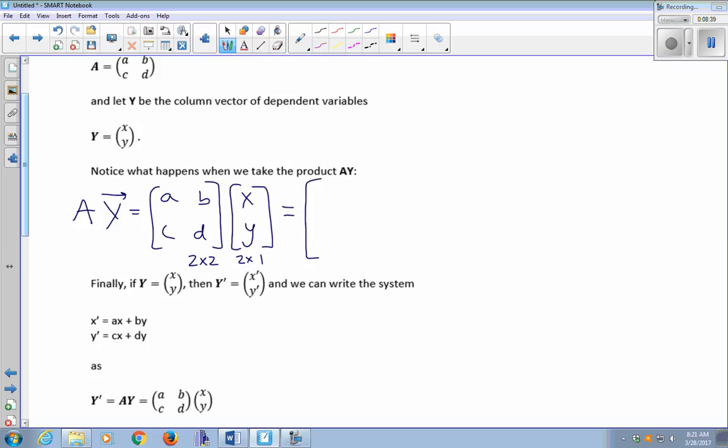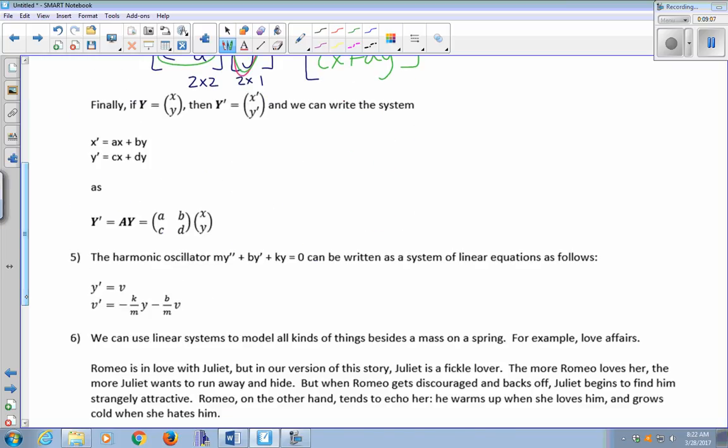So I'm going to multiply first row, first column, and I'm going to get AX plus BY. And then second row, first column, and I have CX plus DY, right? Which is our system. That was our original system. So that means that I can rewrite this system, X prime, Y prime, as the matrix A, B, C, D times the vector X, Y.